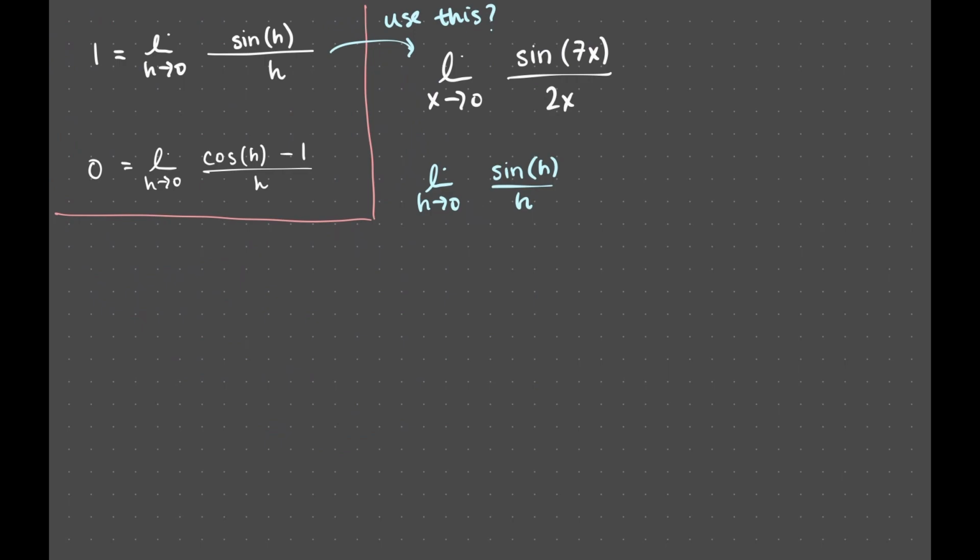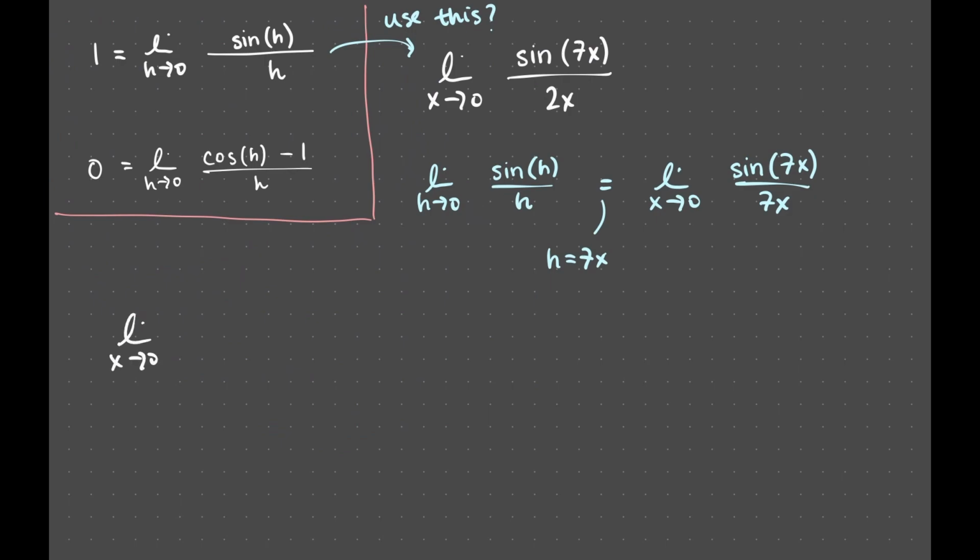The only difference is that h is now replaced by 7x, or 2x, depending on how you look at things, so we'll have to make a change of variables. It turns out that the change of variables h equals 7x should do the trick. Notice that once we define h in this way, the variable h then goes to 0 as x goes to 0. And so we can think of the limit of sine of h over h as being equal to the limit of sine of 7x over 7x as x goes to 0.